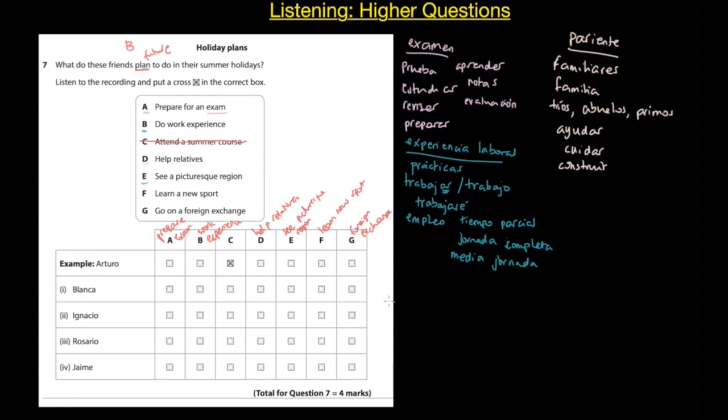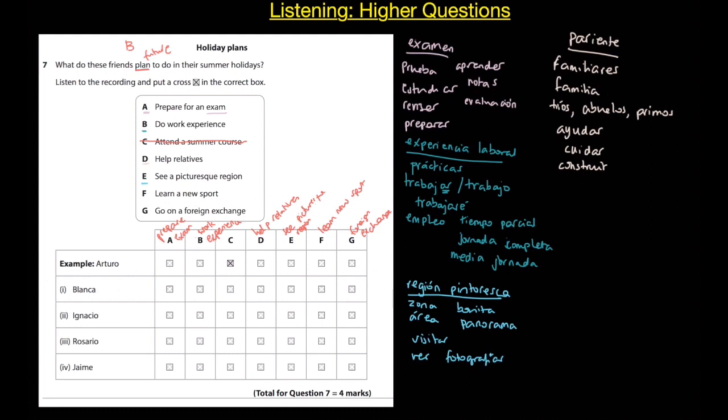See a picturesque region. So picturesque region, we would have región pintoresca, but we might also hear words like zona or área. We might hear words like bonita. We might hear words like panorama, landscape. We could hear words like visitar, ver, and things like fotografiar. Why might this person be going to a picturesque region? Maybe they're doing some photography, for example.